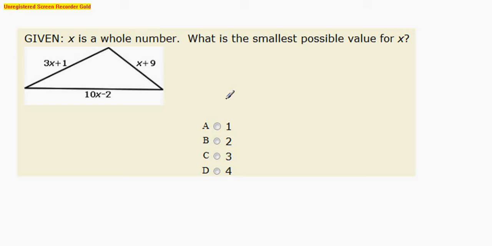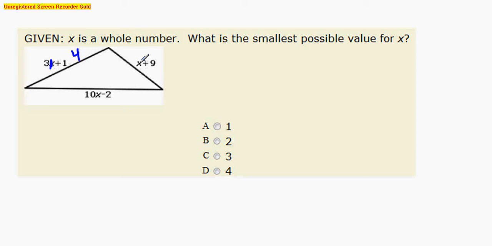And so what we're going to do is plug in these values for x here, see if it forms a triangle, and then pick the smallest one. So we'll just start with the smallest one, so if it works, then we know that's the answer. We're going to start with 1 and work our way up. So here we go. We're going to plug in 1 for x. 3 times 1 is 3, sorry, plus 1 is 4. So this side is 4.